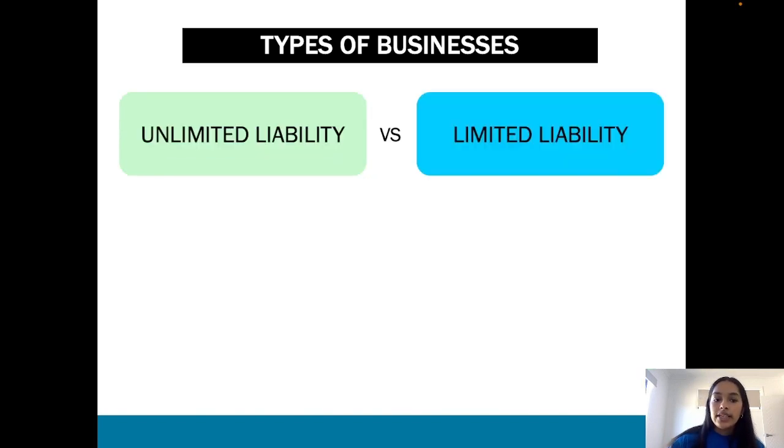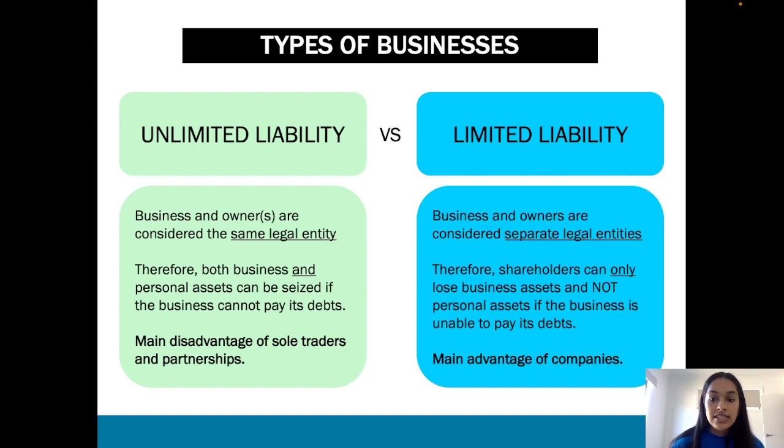All right, going into more deeply what unlimited liability is versus limited liability. So unlimited liability, that's just where the business and owner are considered as the same legal entity. So therefore, both business and personal assets can be seized if the business cannot pay its debts. And that's the main key disadvantage of sole traders and partnerships. So if you are asked a question around discuss sole traders or partnerships, that would be a key disadvantage that you should highlight because that's a key disadvantage that both of those business structures face.